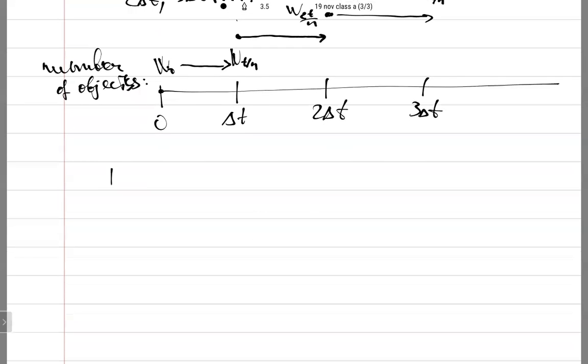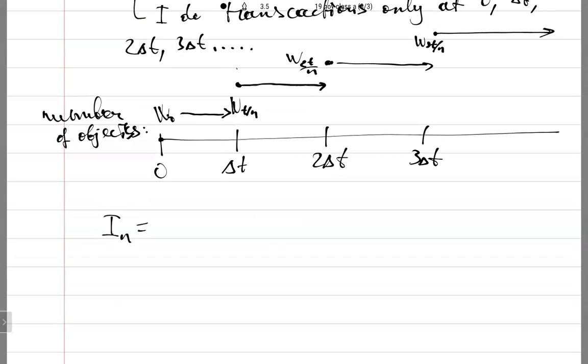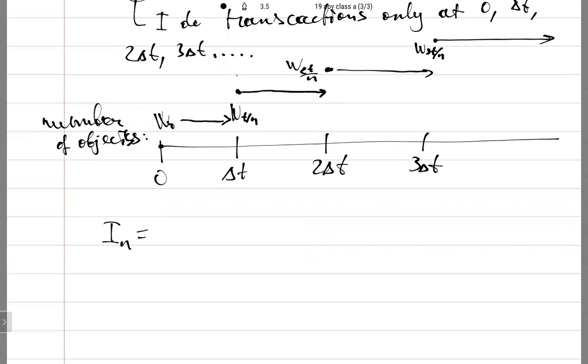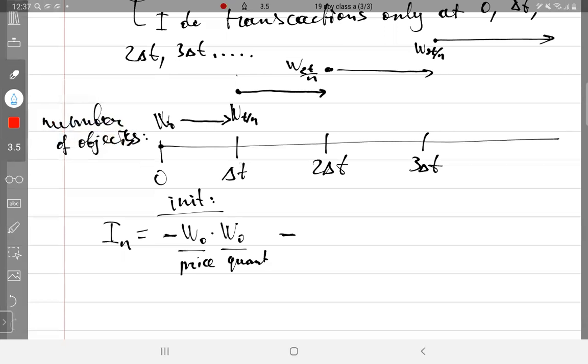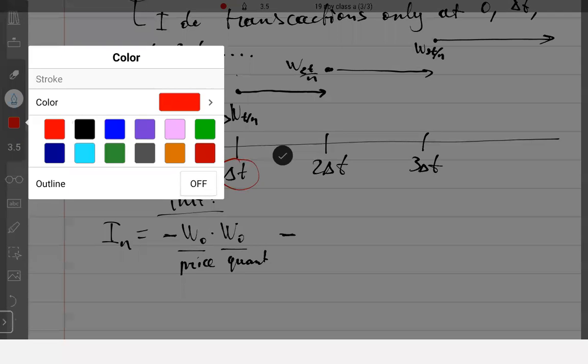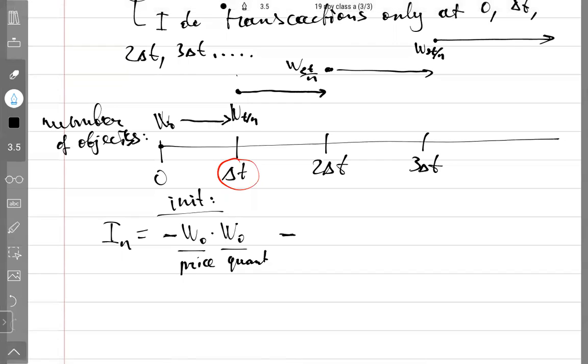Now let's calculate our profit. At time 0, my initial welfare, I have minus. Why minus? Because I should subtract the initial welfare. So it's minus W_0 times W_0, because this is the price and this is the quantity. Then I should buy, so I subtract at the time of the first transaction. At this moment of time, what is the price of my cup?